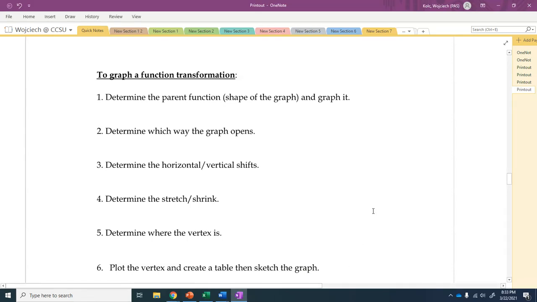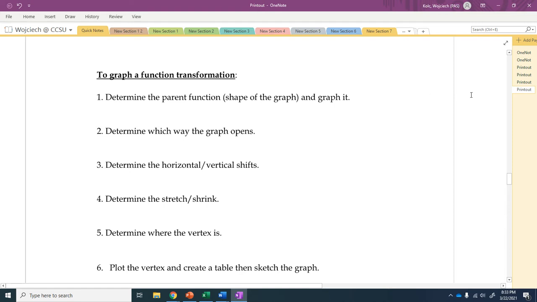Hello students, welcome to the second video in Unit 7, and today in class we'll talk specifically about how to graph a function with transformations. So the steps are: determine the parent function.